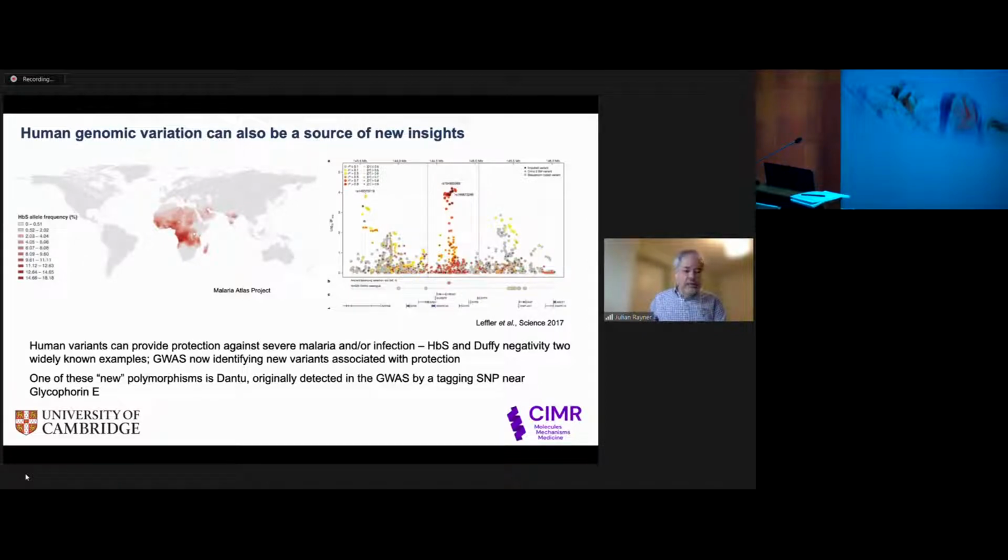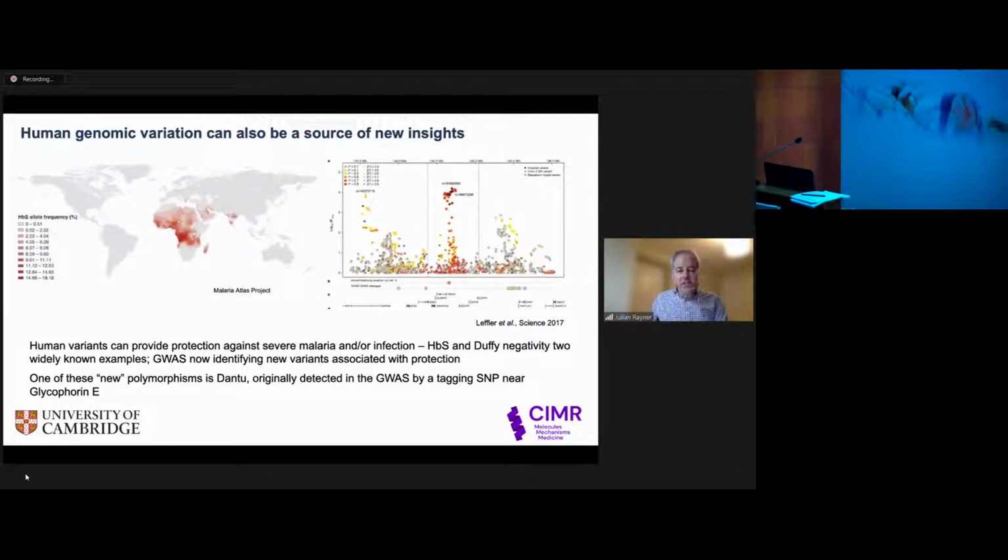So human variants have long been known to protect against severe malaria or infection. And there are very well-known examples. Sickle cell hemoglobin, for example, which is present in high frequency across West and Central Africa and significantly reduces the amount of severe malaria. Duffy negativity, which largely or almost completely protects against infection with Plasmodium vivax. And large-scale genome-wide association studies are now identifying new variants associated with protection.